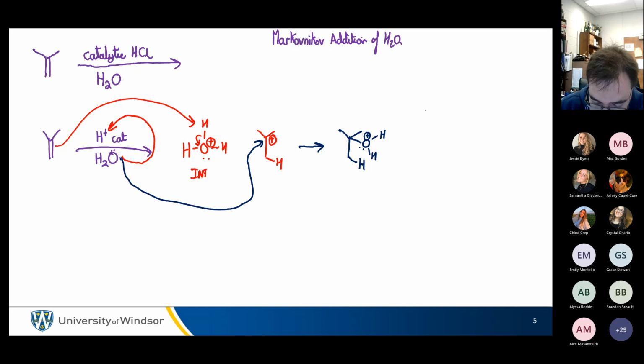Perfect. There we go, Jesse. Exactly. So Jesse, answer the question, which is what do you do here? We're going to use another equivalent of water. I'm going to strip away this hydrogen. There's lots of water around, so feel free to use it to grab that. We were seeing that with the carbonyl chemistry.